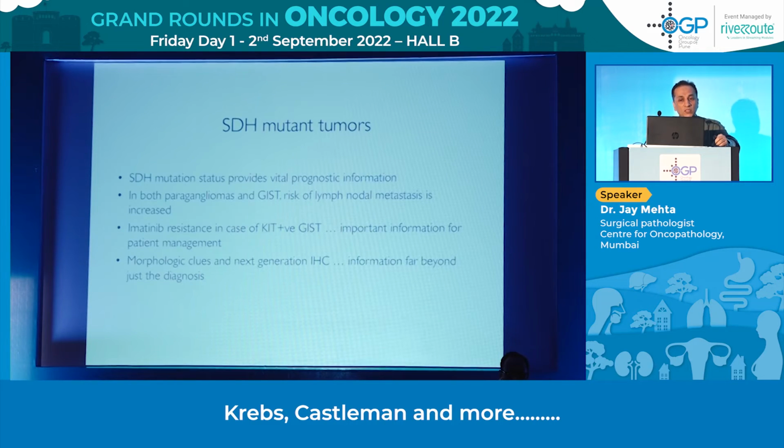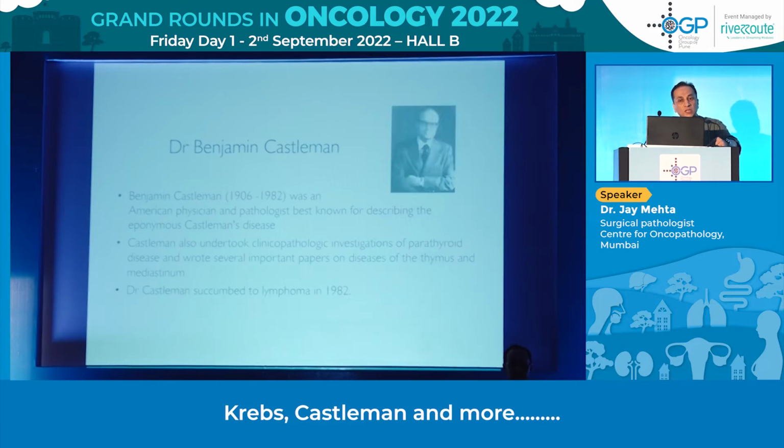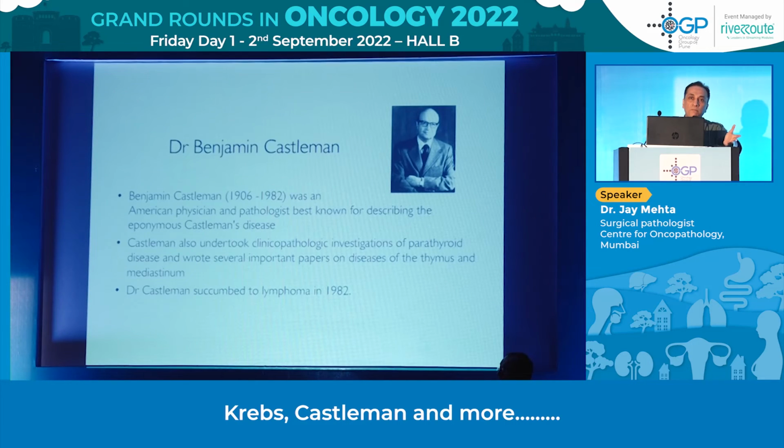So SDH mutation status provides vital prognostic information. In both paragangliomas and GIST, the risk of a lymph node metastasis is increased if you have an SDH mutant status. As I said, imatinib resistance if it's a GIST which has been given imatinib. And morphology clues and next generation IHC, again, give information far beyond just the diagnosis. But it's the morphology which is, again, paramount. From this, I quickly switch over to my Castleman part of the story.